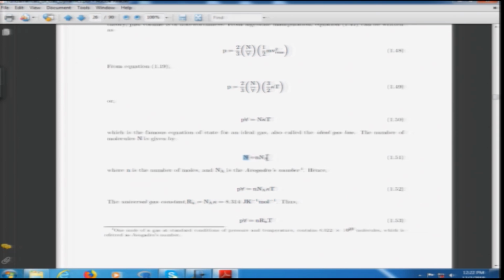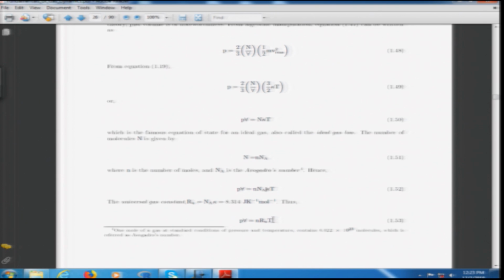Therefore, using this expression, 1.51, and substituting back in 1.50, what we essentially get is P into volume equals n into Na into k into T. Further, noting that the product of the Boltzmann constant and Avogadro's number is a new constant Ru, the universal gas constant, whose value is 8.314 joule per Kelvin per mole, written as joule Kelvin to the power minus 1 mole to the power minus 1. Therefore PV is equal to nRT.